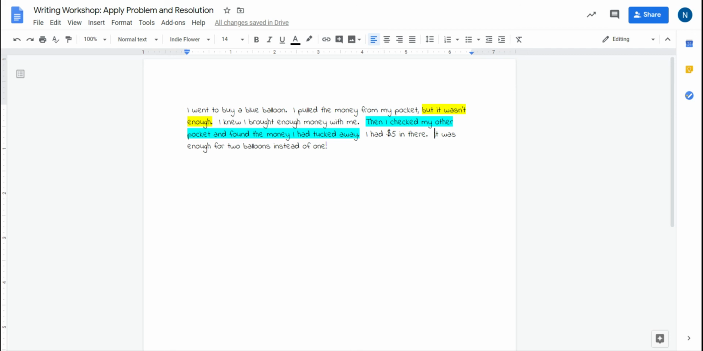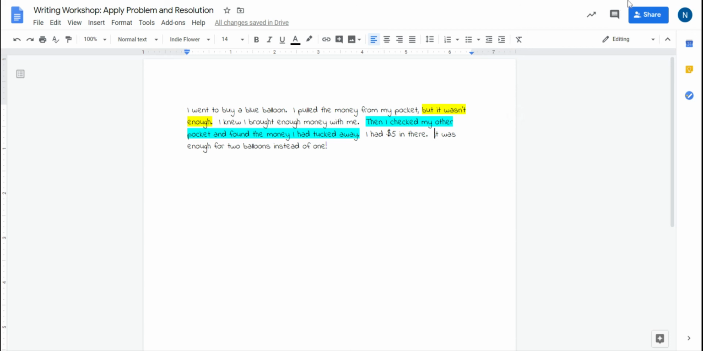So let's read it one more time. I went to buy a blue balloon. I pulled the money from my pocket, but it wasn't enough. I knew I brought enough money with me. Then I checked my other pocket and found the money I had tucked away. I had $5 in there. It was enough for 2 balloons instead of 1.